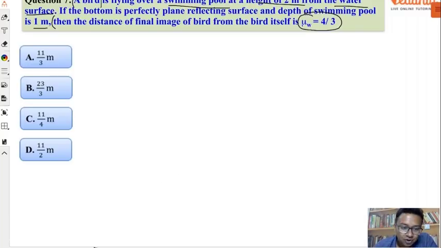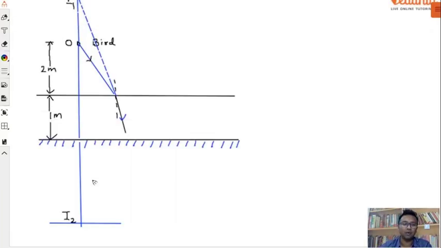Okay guys? Now, very simple. Let me explain it out here. So there is a pond which has water up to 1 meter height. And here, 2 meters above the surface, there is a bird flying. Now see students, the bottom of the pond is a plain reflecting surface. So in this question, there are multiple phenomena taking place. All right, students.